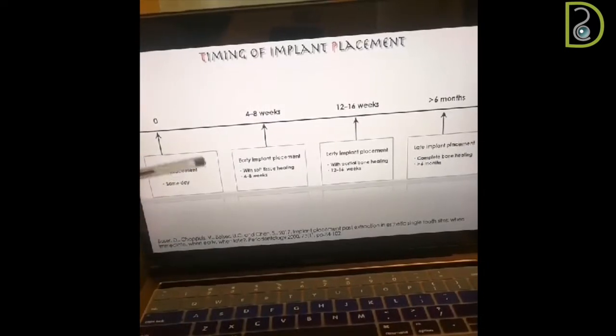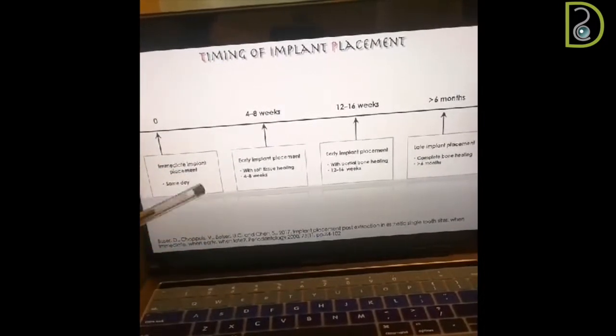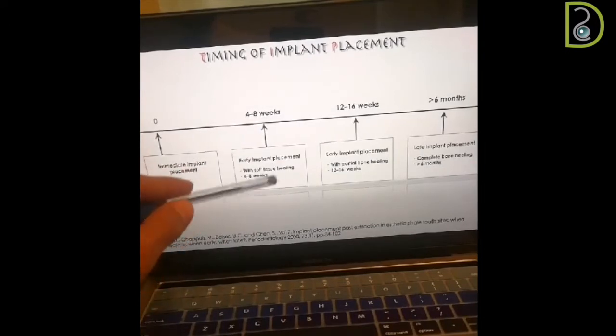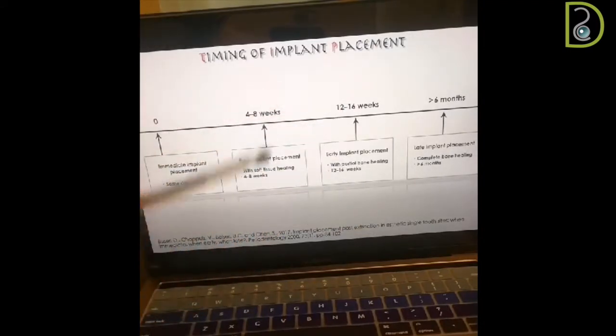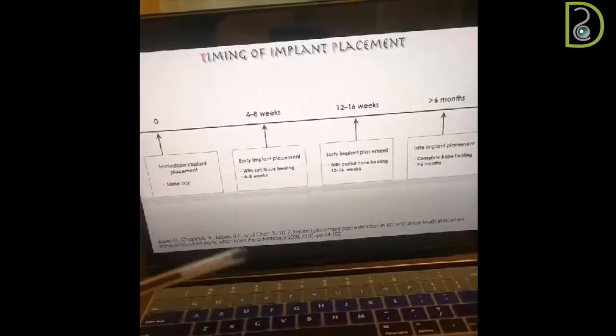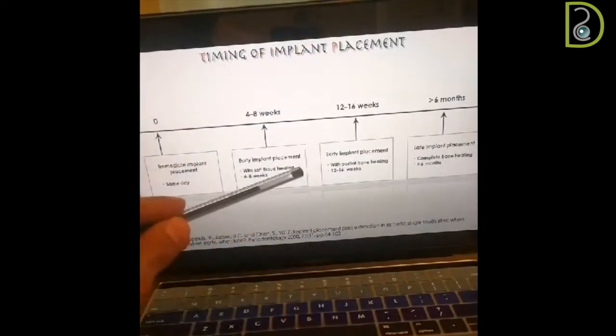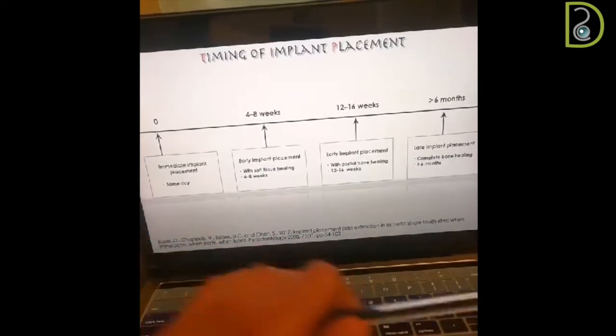The first one is the immediate implant, which means after extracting the tooth you place the implant at the same time. The second and third categories are early implant placement, which means after extracting the tooth you wait 4 to 8 weeks for soft tissue healing or 12 to 16 weeks for partial bone healing before placing your implant. And finally, the healed site, which he called the late implant placement. After extracting the tooth you wait for more than 6 months, then you place your implant.